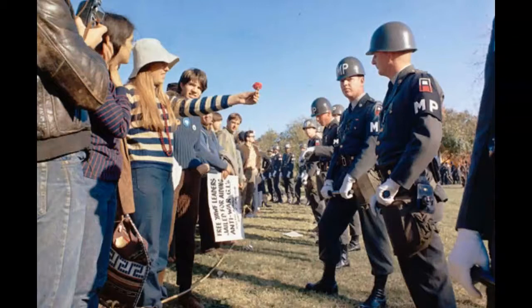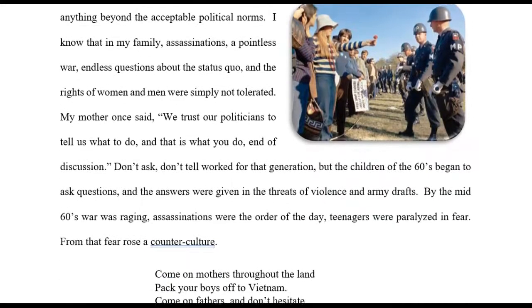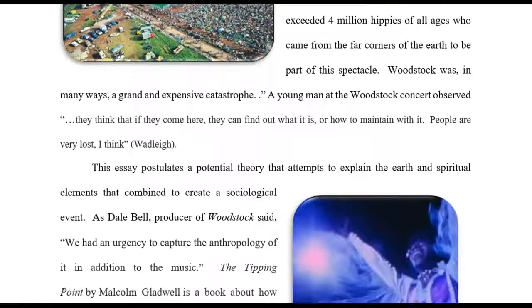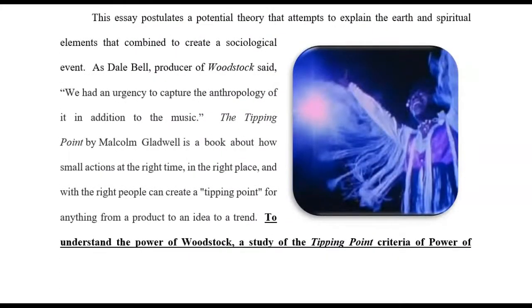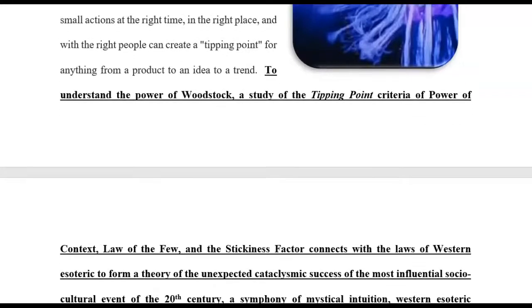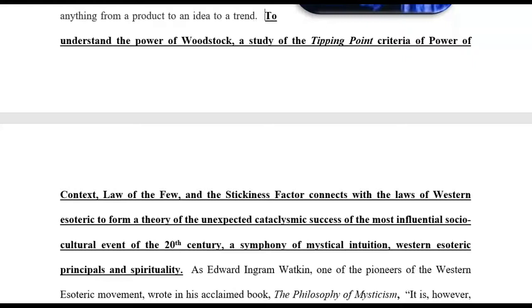Now I'm going to show you my very first rough draft. I'm following the outline that I created, and you'll be able to see that a great deal of it is overwritten, and I underlined my thesis statement. It's going to be required for my professor, and I want to have it there the entire time I'm writing so I know where I am in my essay.